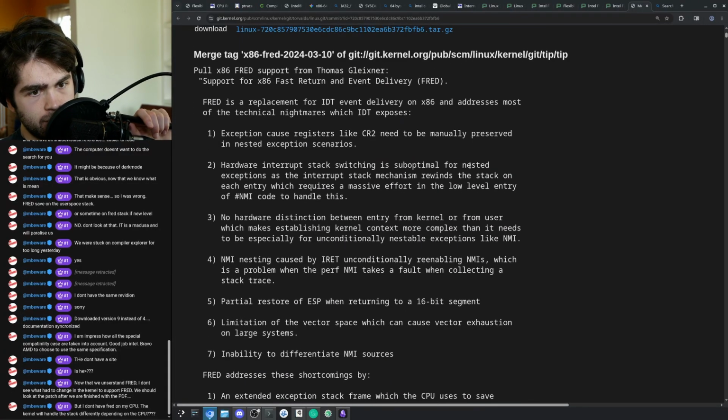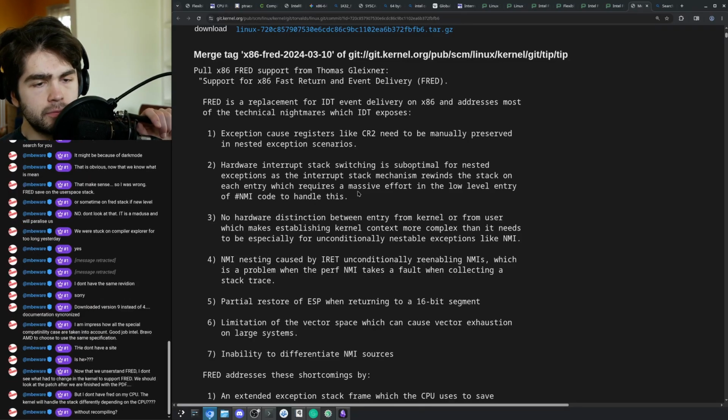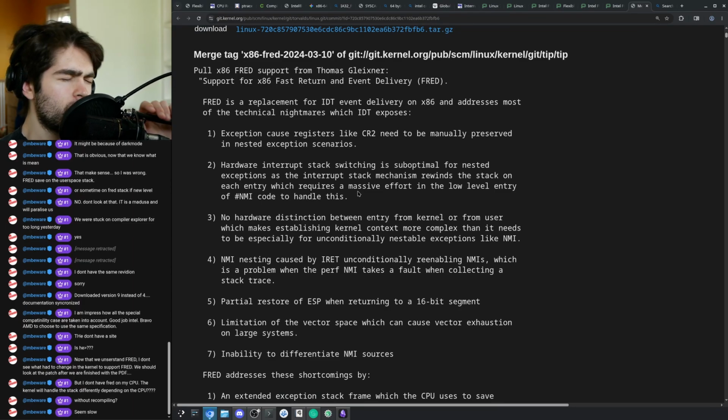The kernel will handle the stack differently depending on the CPU. Yeah. Has that ever been an issue? You get that the kernel will already save things about the stack and about the registers differently depending on the CPU, so I don't see how a differentiation there would be an issue. Without recompiling, yeah. Seems slow. Well, no, because what you're talking about here is a pathway that is set at boot time.